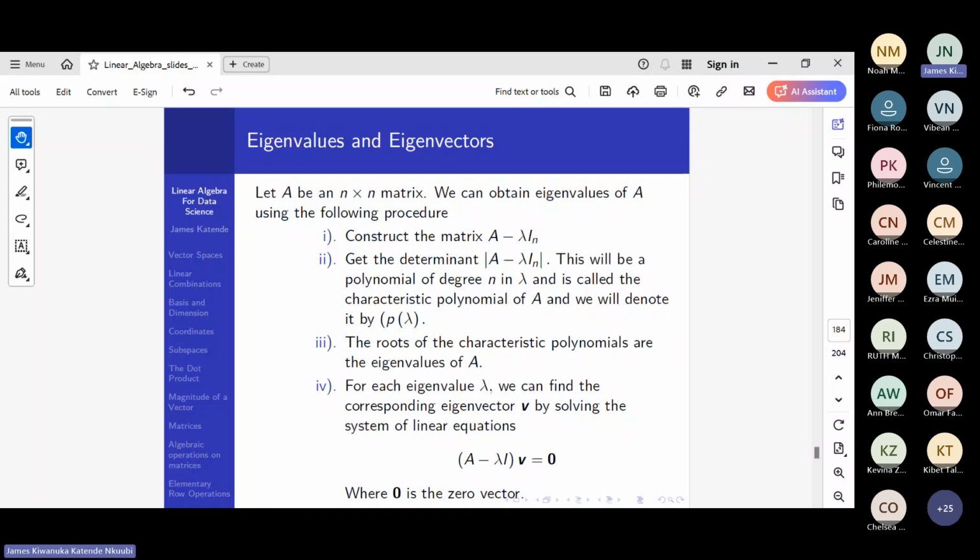Now, once you have the eigenvalues, you can compute the corresponding eigenvectors by solving the system of linear equations whose coefficient matrix is this A minus lambda I, the same matrix that you got here. So you would have to keep shifting the value of lambda, and then you solve the system using that value of lambda to get the corresponding eigenvector. So these are the steps that we shall be using to compute the eigenvalues and eigenvectors. If there are no questions, we can look at an example.